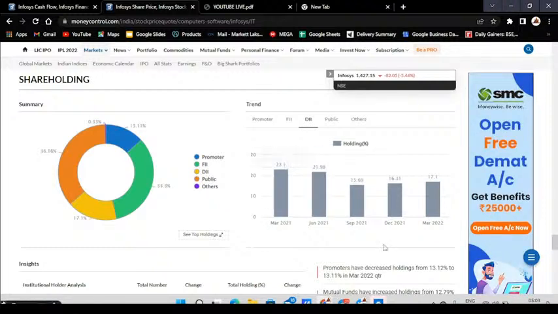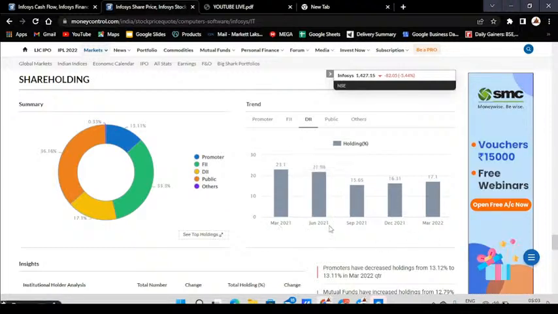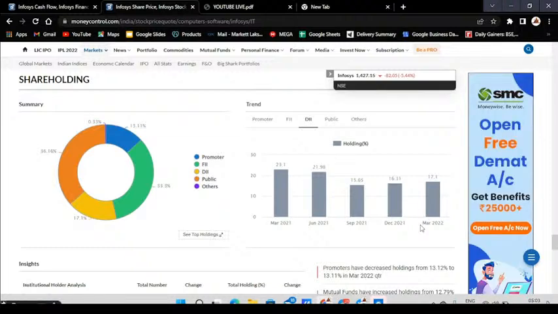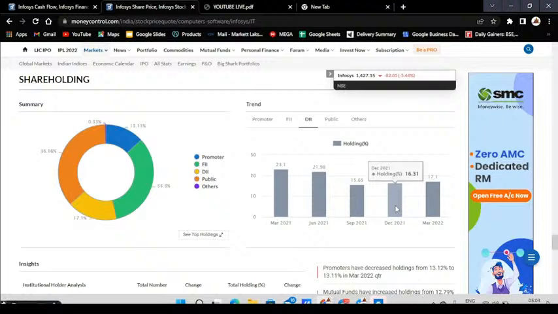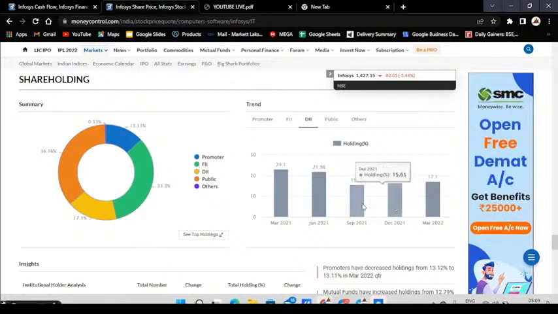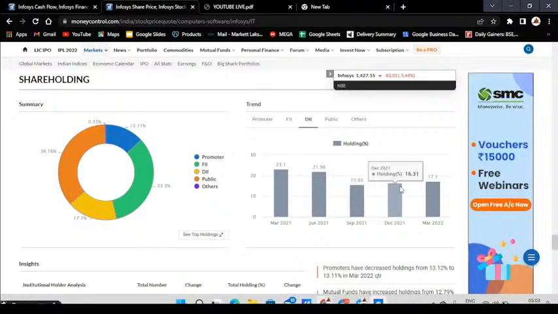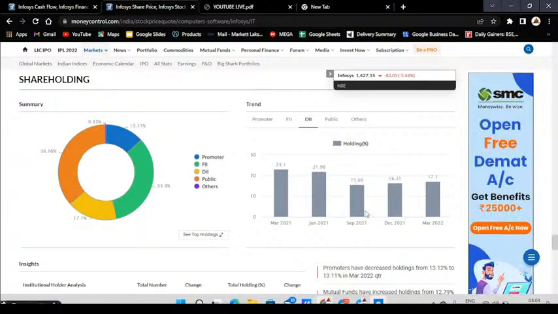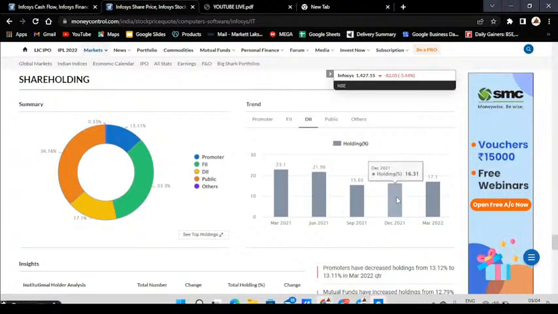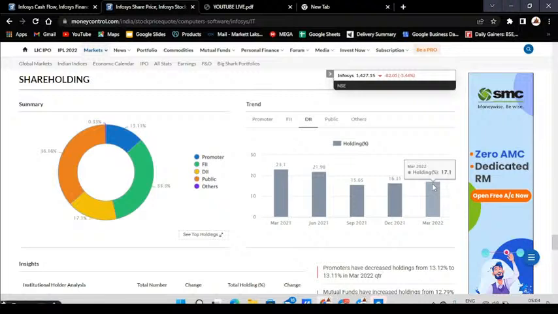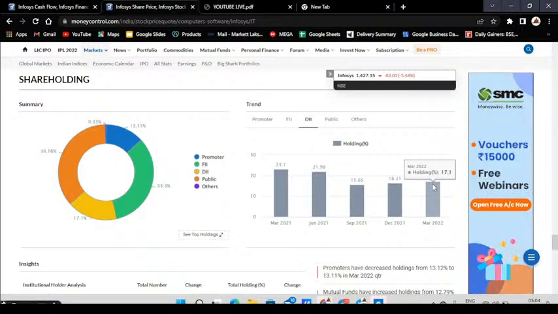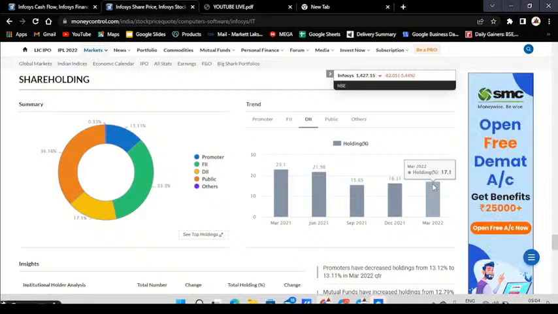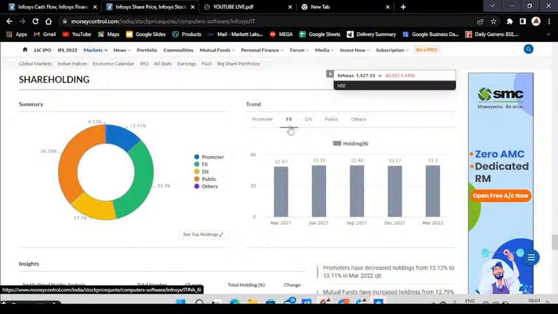Now you can see the quarters here. In December 2021 में they were holding 16.35%. सितंबर के बाद उन्होंने बढ़ा लिया, जून के बाद कम कर दिया, सितंबर के बाद फिर से बढ़ा लिया, दिसंबर के बाद फिर से थोड़ा सा बढ़ा लिया. Means they are bullish on the stock. What is bullish exactly and what is bearish we will discuss in tomorrow's video.